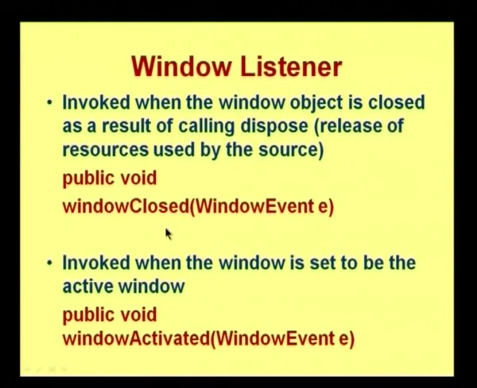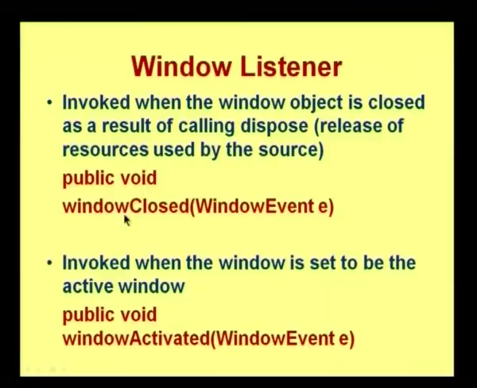So, you can see here you have a method called windowClosed. This is invoked when the window object is closed as a result of calling dispose. You can hide a window as well as dispose of your window. Whenever you hide your window, the object will still be available, it is not closed. Whenever I dispose of that window, only then will the windowClosed method be called. Dispose will remove the entire memory that is being occupied by your particular window.